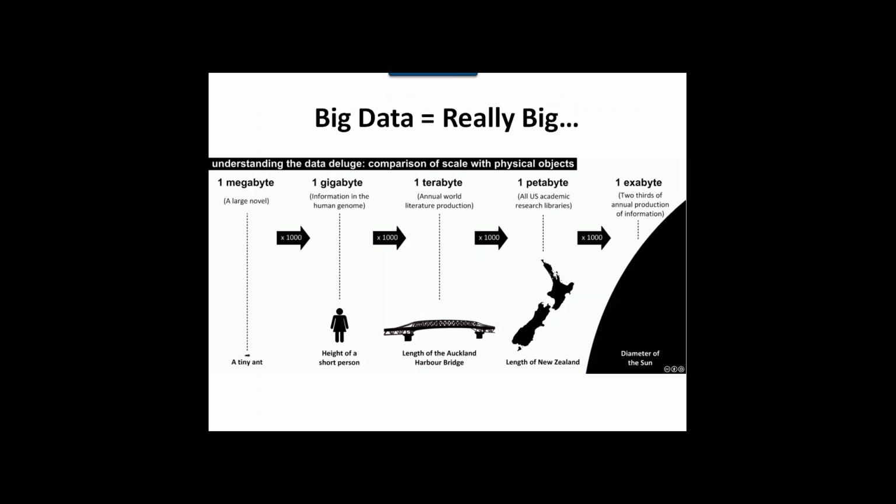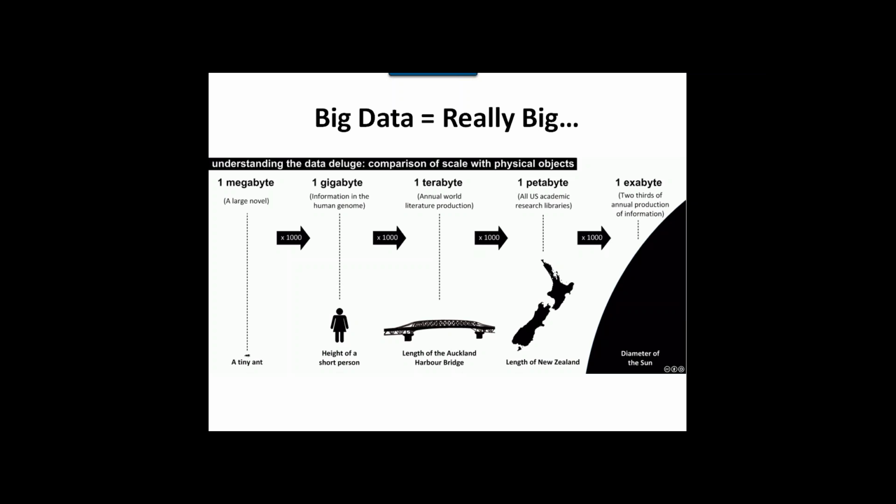So how big are big data? Well, they're really big. A large novel is just a megabyte. That's the size of an ant. My first computer had 40 megabytes, and at the time I couldn't really understand why you would want anything bigger than 40 megabytes. But now, I'm not happy with multiple gigabytes on my cell phone. 1,000 times bigger is a gigabyte. That's the height of a short person, or the amount of information in one human genome.